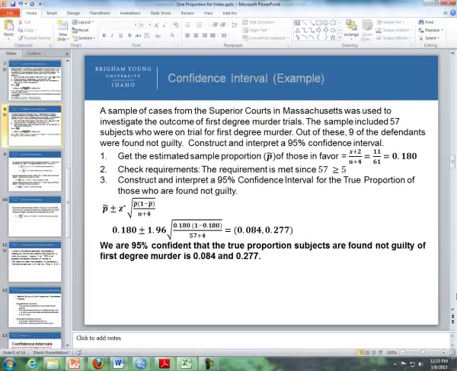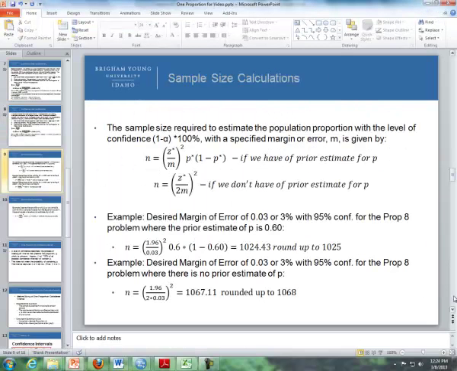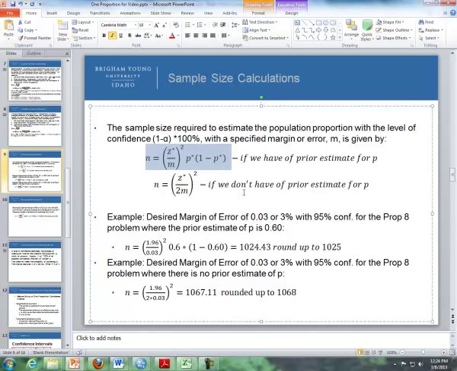Okay, so now a couple more things before I conclude part 1. For the sample size calculation, the sample size required to estimate the population proportion with a level of confidence of 1 minus alpha times 100%, with a specified margin of error m, is given by one of 2 different formulas. We use the first formula if we have a prior estimate of p, and we would stick in that prior estimate under p star, or p asterisk. But if we don't have one, so we're going to be more conservative, we use this formula instead.